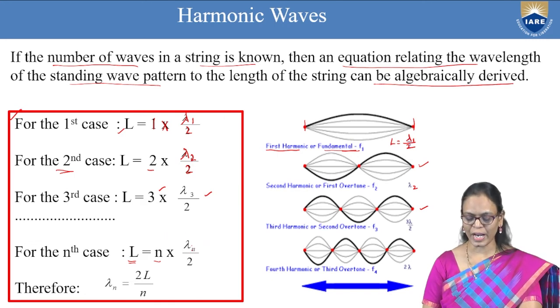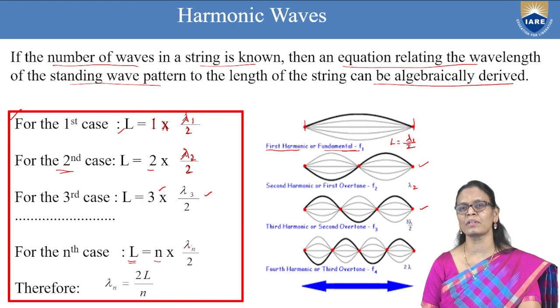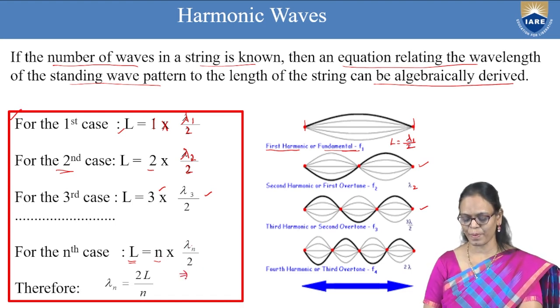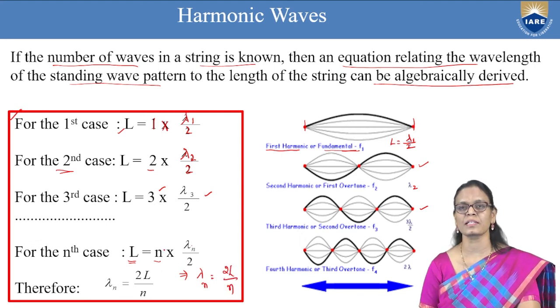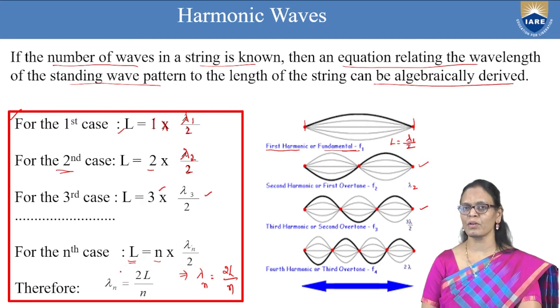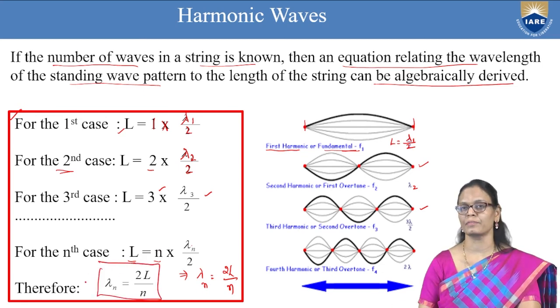Now we can write the value of lambda n from here. When L is equal to n into lambda n by 2, this implies lambda n will be equal to 2L upon n. We are simply taking 2 to the other side and n will come to the denominator. So lambda n is equal to 2L upon n.